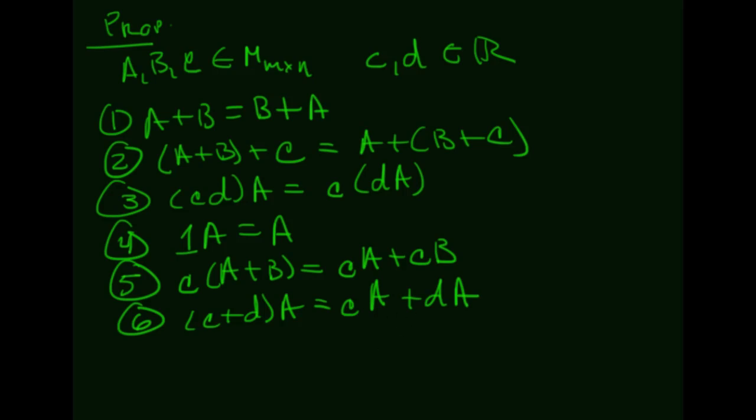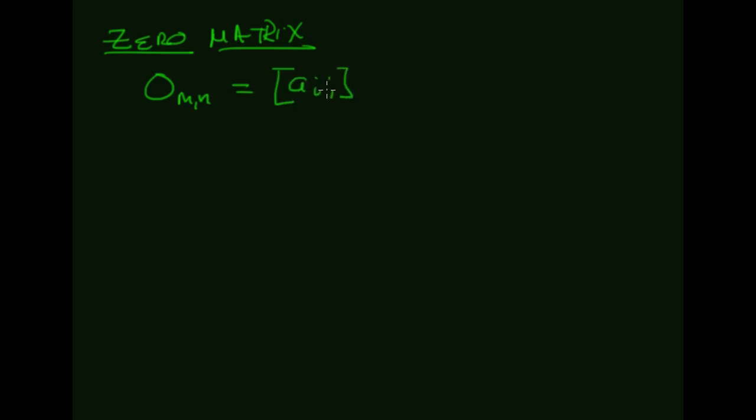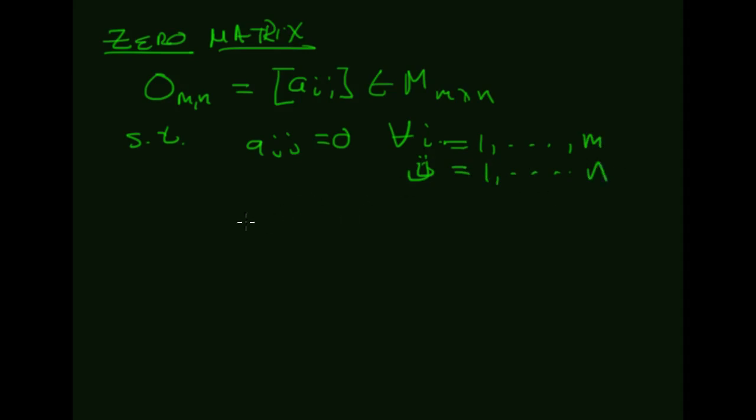Okay, so let's look at some more here. Okay, so we need a logical 0. So 0 is usually the additive identity. So the logical 0 here is to say I have a matrix O sub m comma n, and it is going to be equal to all of these aij's, and this is an m by n matrix, right? And this is going to be such that aij is just going to equal 0 for all i equaling 1 to m, and all j being equal to 1 to n. All right, so this is just a matrix where every single element is 0, and if that's the case, this is a 0 matrix.